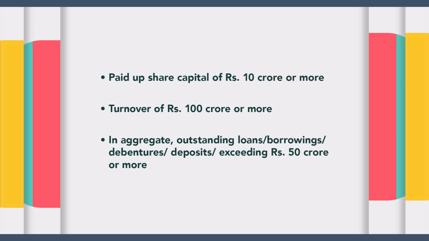The central government has prescribed a certain class of companies to have at least 2 directors as independent directors. Under Rule 4 of the Companies Appointment and Qualification of Directors Rules 2014, these are public companies having number 1, paid up share capital of rupees 10 crore or more, number 2, turnover of rupees 100 crore or more, number 3, or in aggregate outstanding loans or borrowings or debentures or deposits exceeding rupees 50 crore or more.